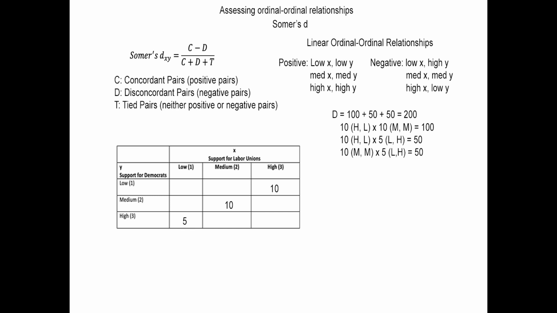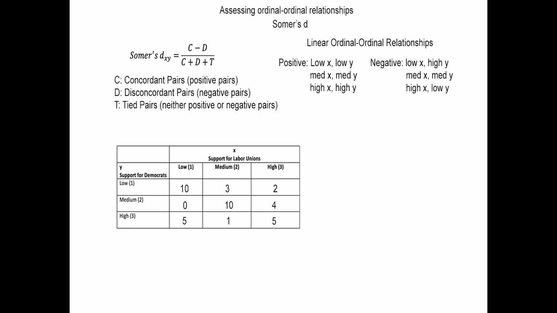Now keep in mind, if we had data in the second table, this table, we would have 0 C's, so 0 minus 200 D's would give us negative 200. Because there are no C's or T's, we'd have negative 200 over negative 200, which would give us negative 1.0 for a perfect negative relationship.